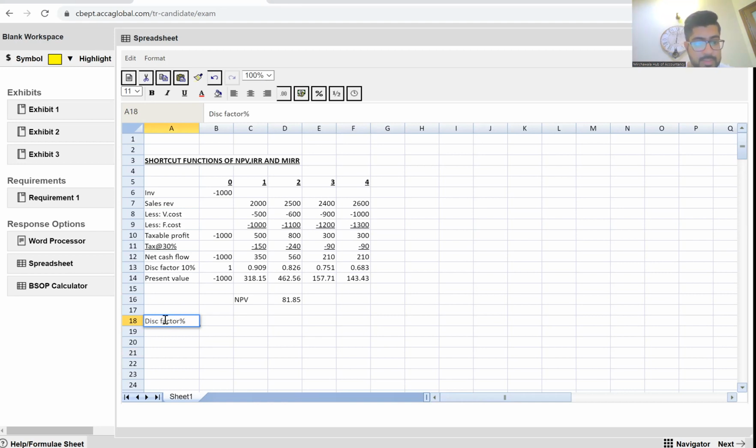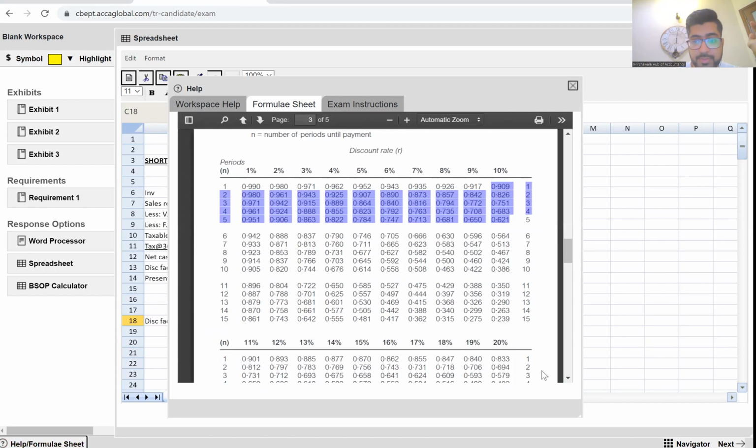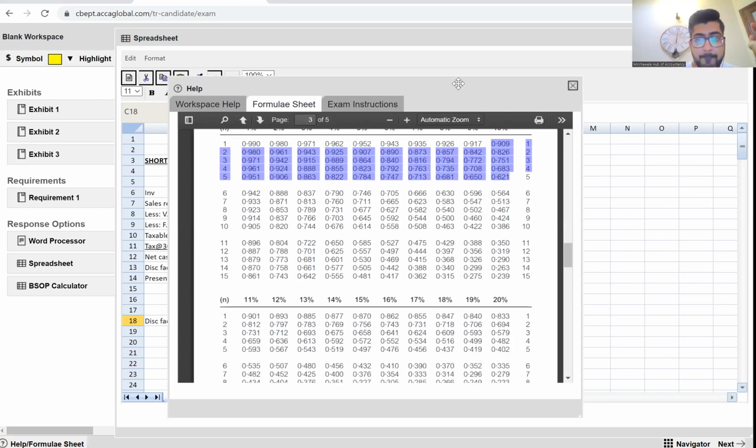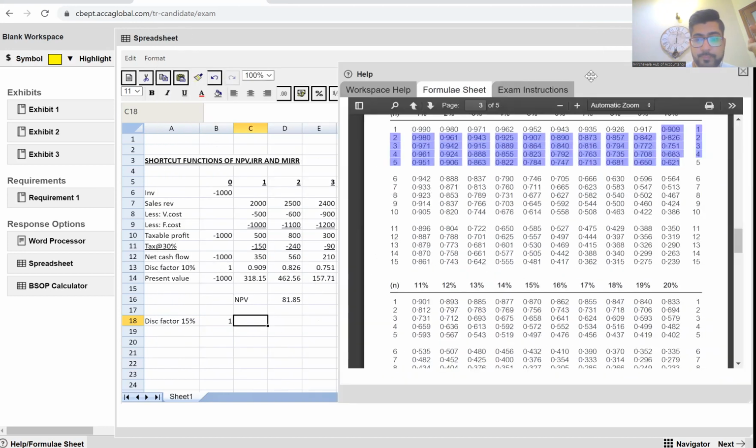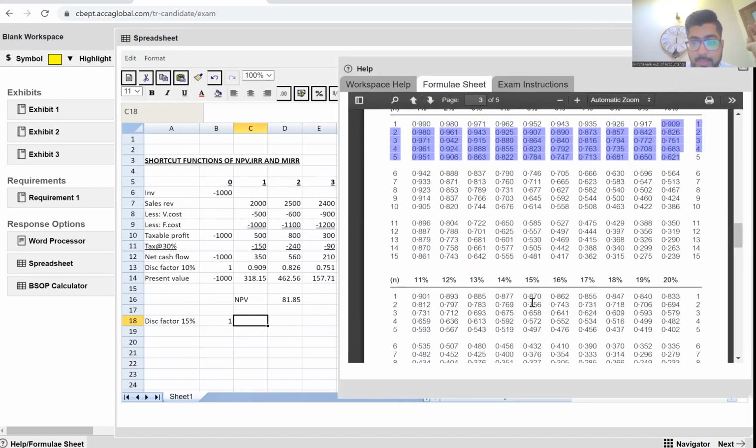So let's suppose you make discount factor 15%. Now factor it, year 0 is 1. For 15%, again, go in formula sheet, and at 15% I am seeing them as year 1, 0.870, 0.756, 0.658, and 0.572.